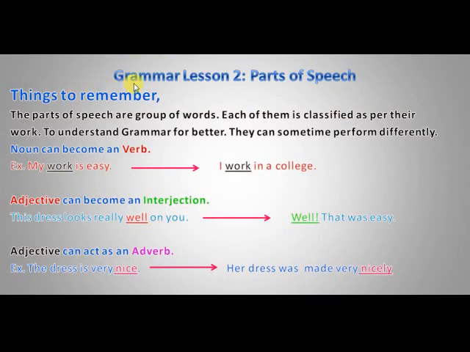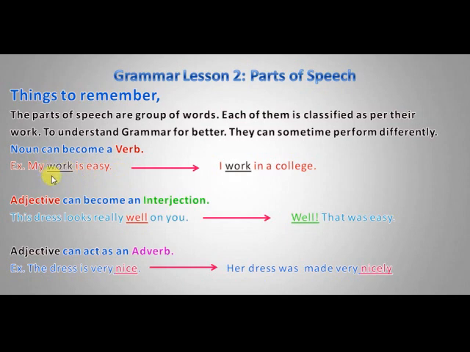So there are some things to remember before we end our grammar lesson 2 on parts of speech. Basically the parts of speech are just groups of words and each of them is classified as per their work. They are classified in a particular sentence by which words work as a noun, pronoun, verb, adverb, adjective, preposition, conjunction, interjection, and finally the articles, which are the determiners. They can sometimes perform differently also. We learn these parts of speech to understand grammar better and so we can speak in a better way. So in some cases a noun can become a verb.